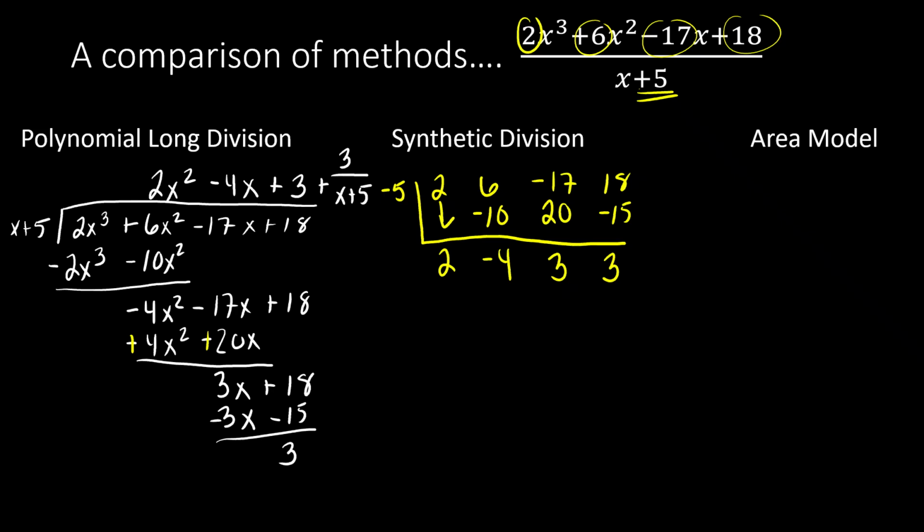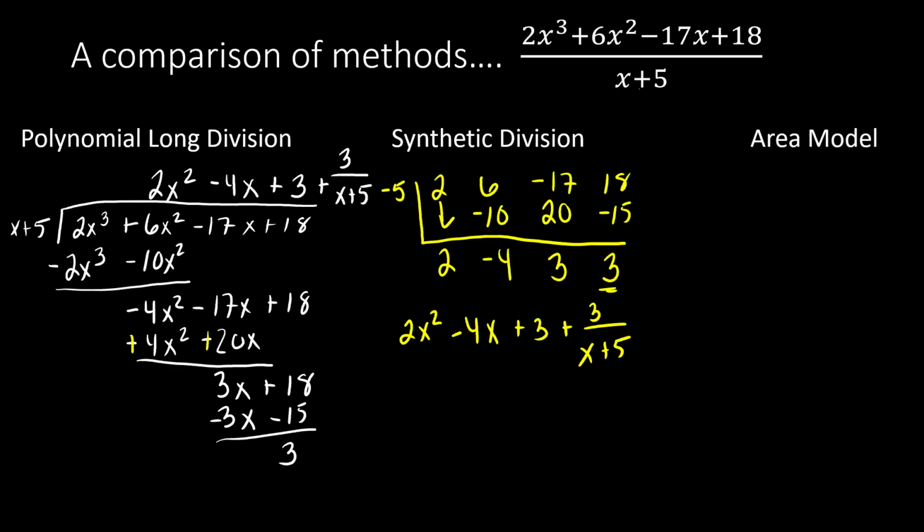Now, a drawback to it is that at the end, you just have a bunch of numbers. You need to go put your x's back in. So if the problem started with the x to the third, okay, then your answer starts with x squared, okay? And so this would become 2x squared, and then we count down from there. -4x plus 3, and then that last 3 is your remainder. So you would write the 3 over x plus 5.